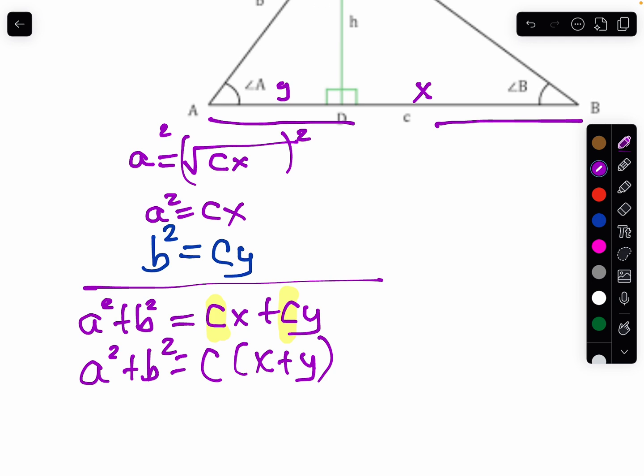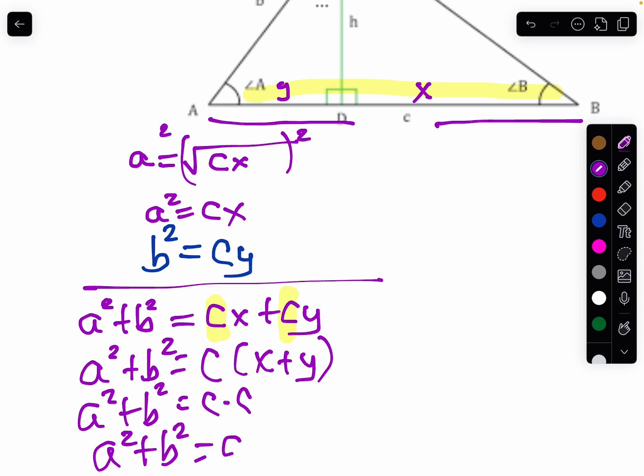Well, if I look at my picture, what's X plus Y? Well, that's C, isn't it? So I get A squared plus B squared equals C times C. Or A squared plus B squared equals C squared. Pythagorean theorem. We just did a proof of the Pythagorean theorem.